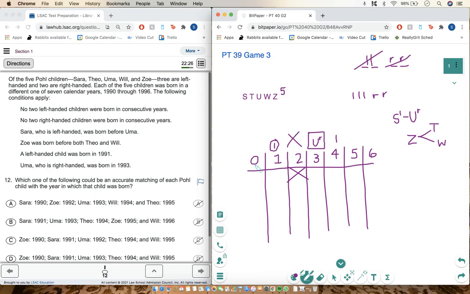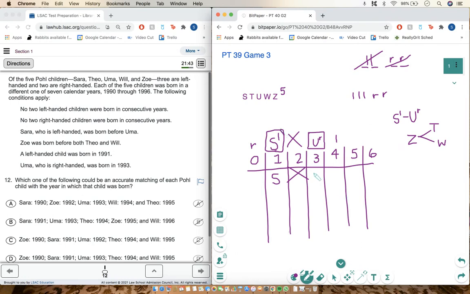And then we also know that whoever's going in 0 has to be right-handed, right? Because if there is someone going in the space, whoever's going in 1 is left-handed. Okay, and then we know that S is left-handed and S has to go before U, right? And so the only space before U where someone that's left-handed can go is 1, 1991, right? So S has to go here. So I'm going to rewrite this as S, who is left-handed, goes here, because we know that for sure.